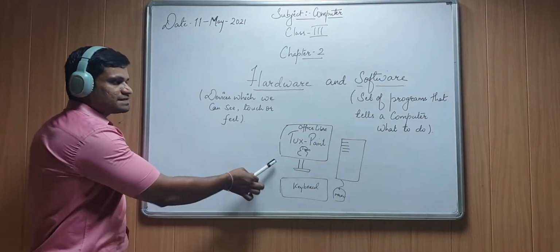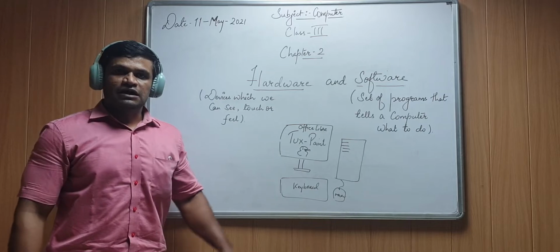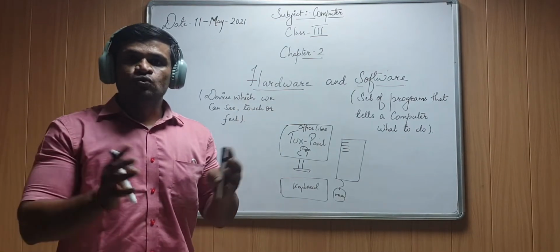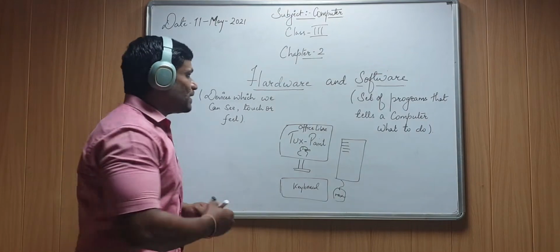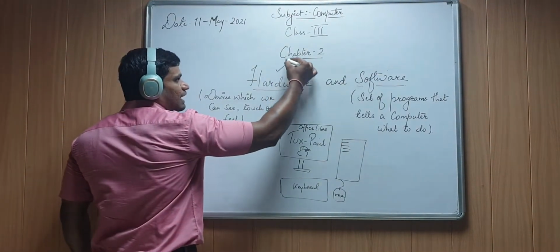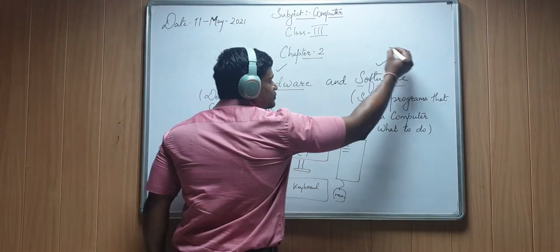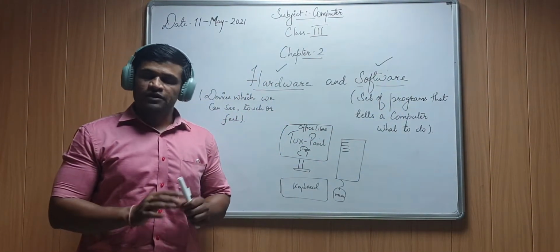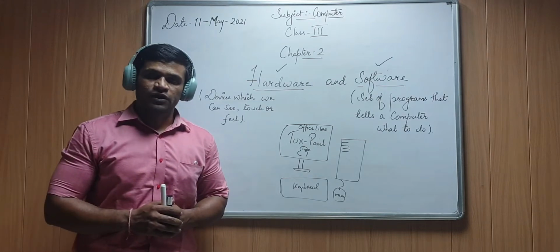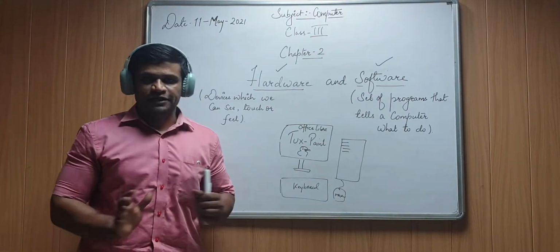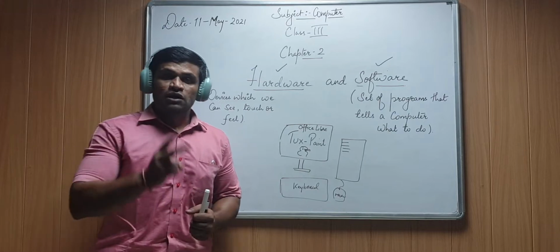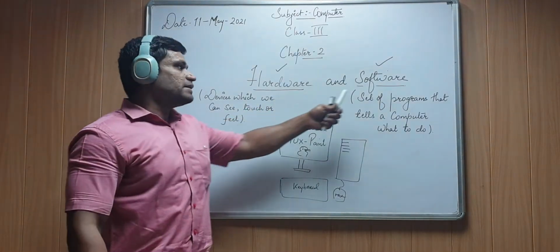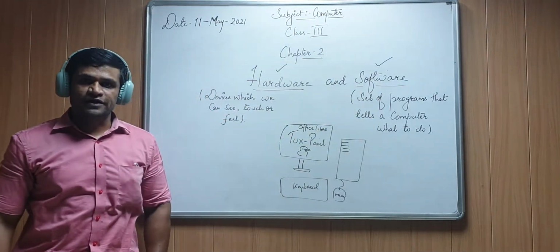Your computer system consists of two parts. It basically needs two parts to work. What are those two parts? The first is your hardware and the second is your software. Without hardware or software, the computer will not work. The computer will not do anything. So a computer requires two basic things. One is your hardware and another is your software.